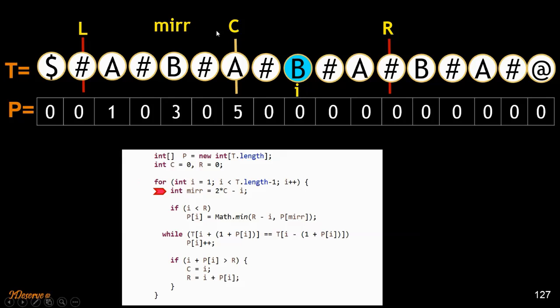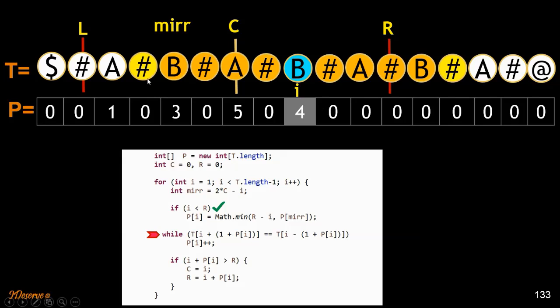The mirror is here, we copy the mirror length. Now we know the palindrome centered at I is at least of length 3, which is basically this. So we have to expand beyond this length. We don't have to redo the job of comparing these characters again. We'll start expanding beyond this length by comparing B and B. They match, the palindrome length increases.